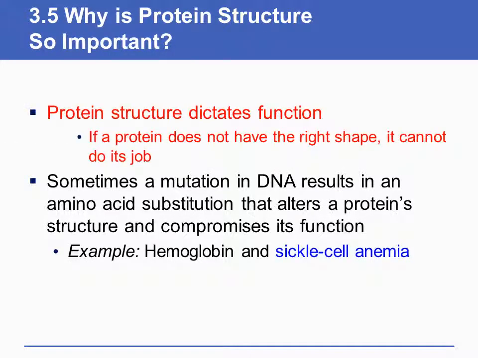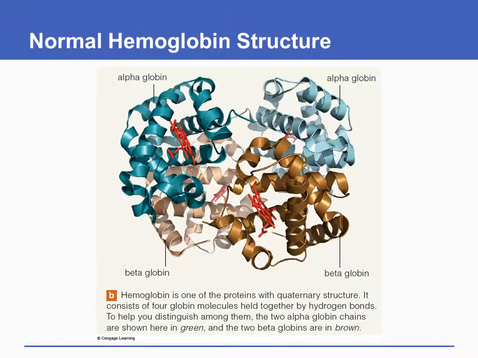So, protein structure dictates function. If the protein does not have the right shape, it can't do its job. A good example of this is the role that hemoglobin plays in sickle cell anemia. Hemoglobin, as you probably know, is involved in the transport of oxygen from the lungs to the different parts of the body. Here you see a structure of hemoglobin.